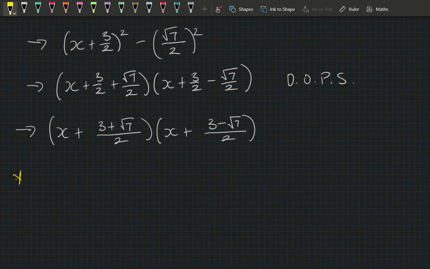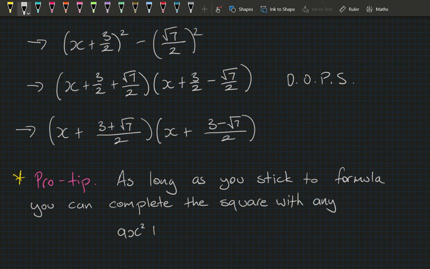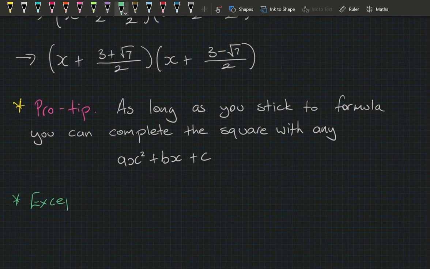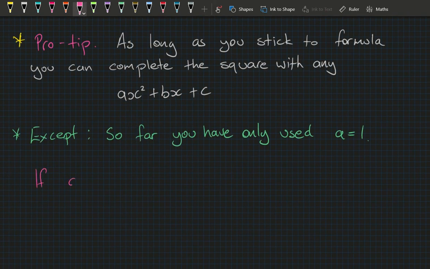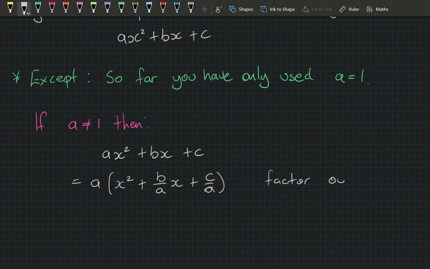Just want to give you one more pro tip, and that is as long as you stick to the formula, you can complete the square with any trinomial ax squared plus bx plus c. Except that so far you've only used a equal to 1. So in the case that a is not equal to 1, then you have this ax squared plus bx plus c. You can rewrite that as a times x squared plus b divided by a x plus c divided by a, just factoring out the a.